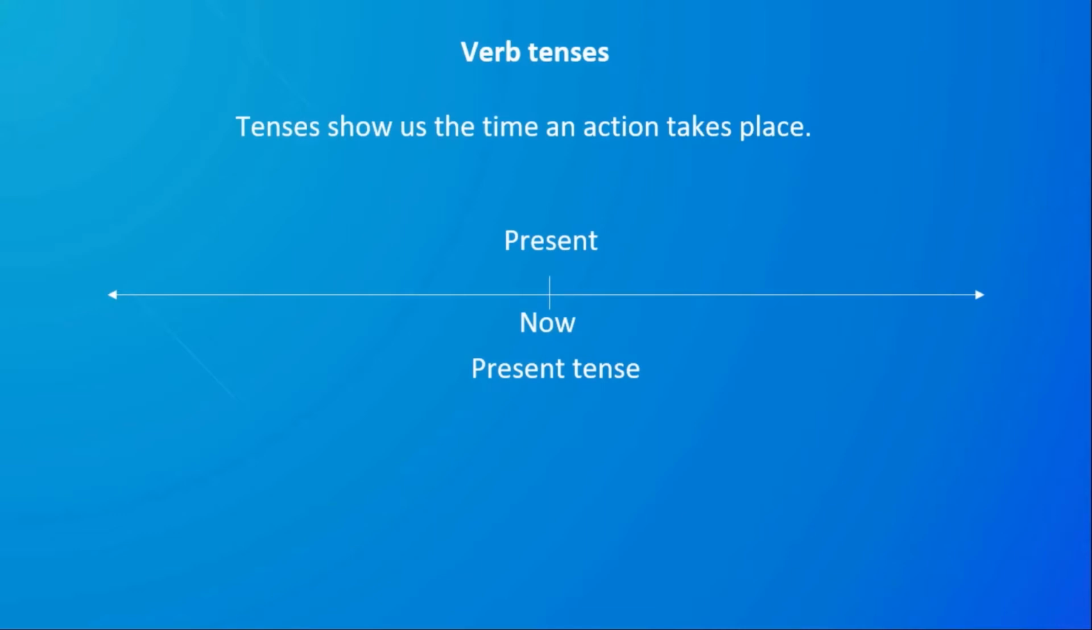Have a look at this sentence. I work in Mumbai. This sentence gives us information about something which is generally true. In this example, it shows us that you work in Mumbai. This sentence is in the present tense.